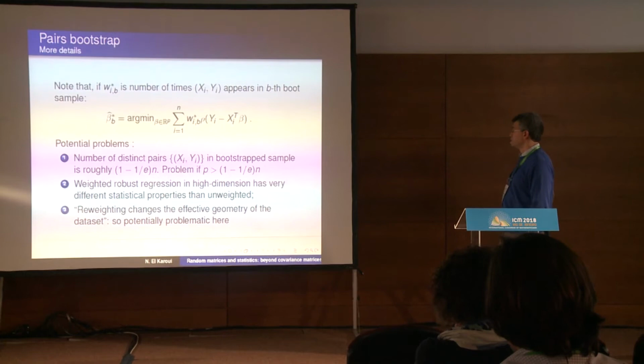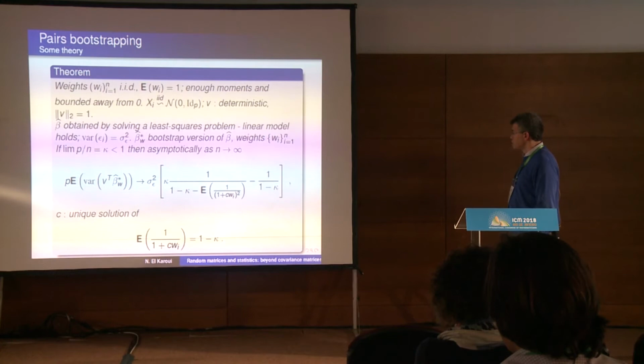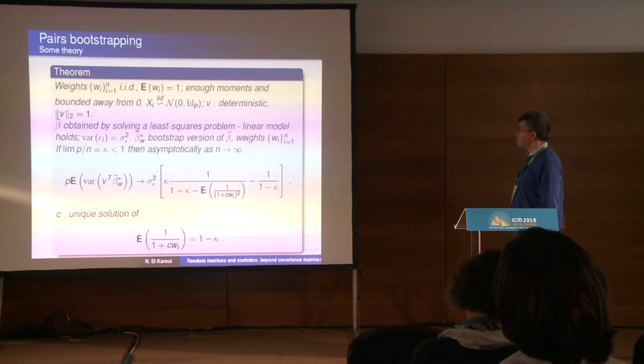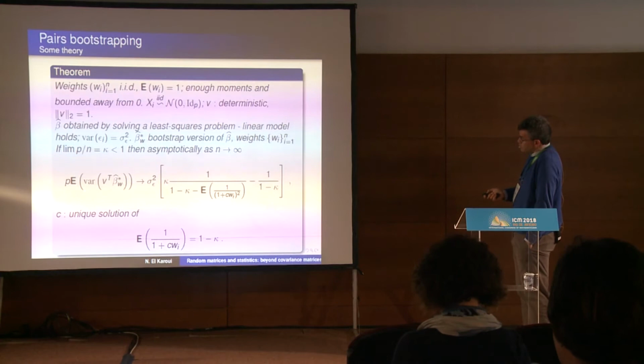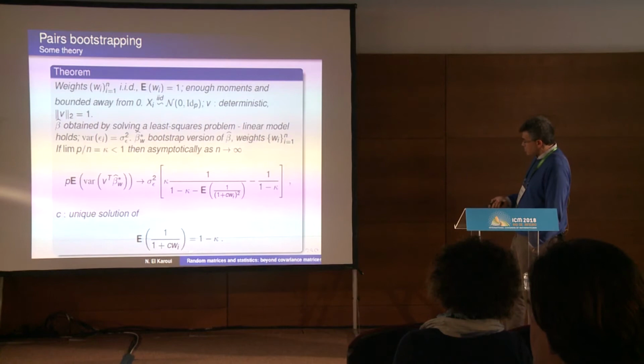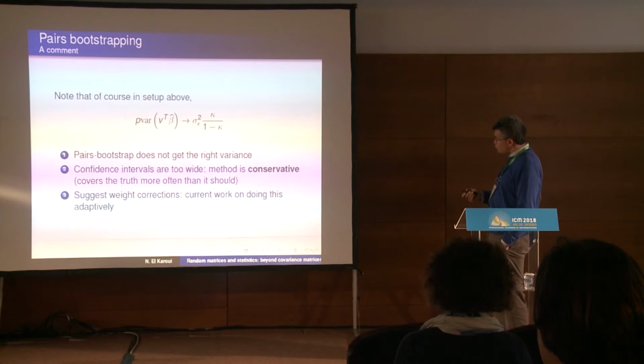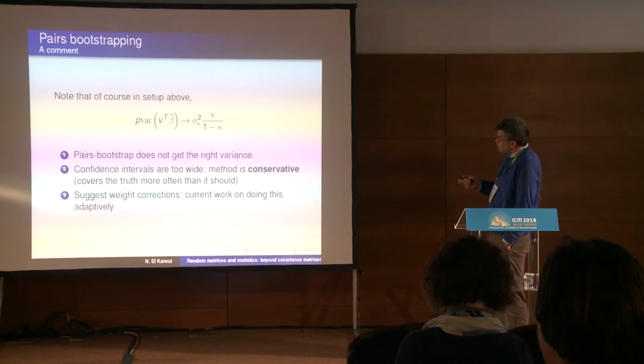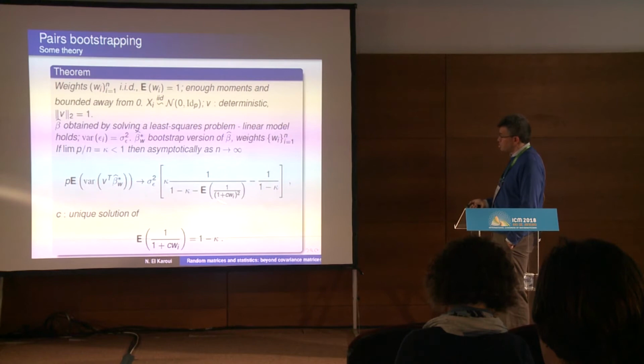Okay? Here we can do some theory. So this is a theorem about the bootstrap. Now we use IID weights and not multinomial N, 1 over N. We can compute basically the expectation of the bootstrap estimate of variance in one fixed direction. And again, it's typical in random matrix theory. You get a system of two equations that involves the dimensionality of the problem. The details of the equations are not really important. The point is that in this problem, in the designs we're looking at, the true variance should be sigma squared kappa over 1 minus kappa, and that's not what this quantity is.